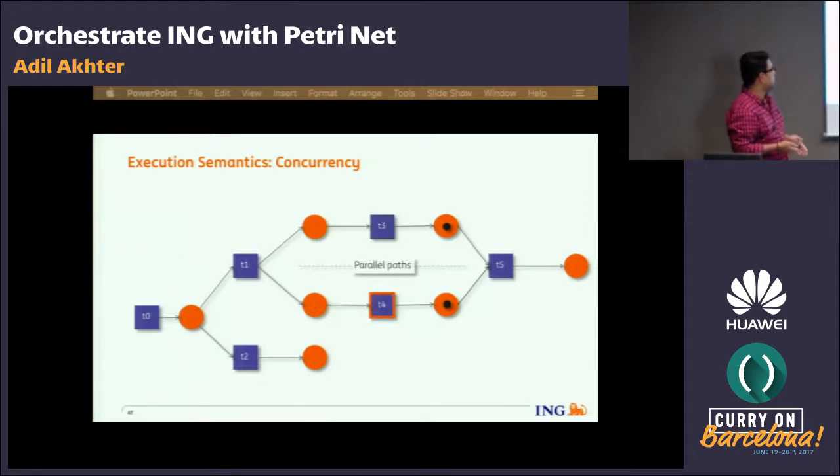And now that we model concurrency with Petri Net, there has to be some way to synchronize. As you can see, T5 can only be enabled when both T3 and T4 are done with their processing and put the token in the output places. So by using this kind of semantic, you could encode synchronization in Petri Net.